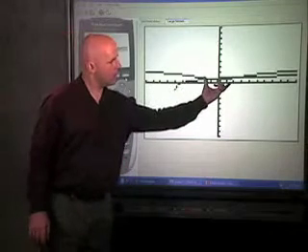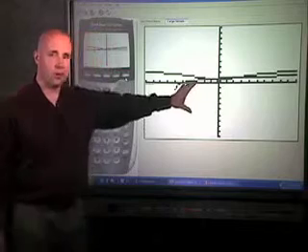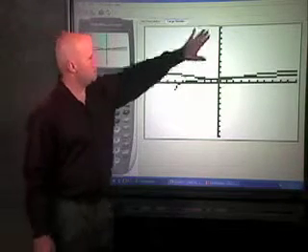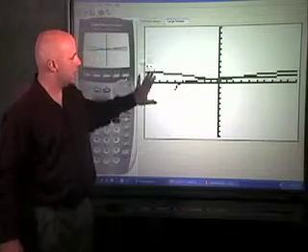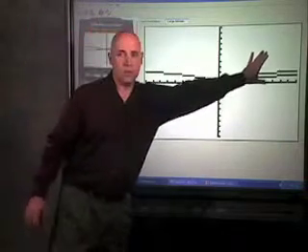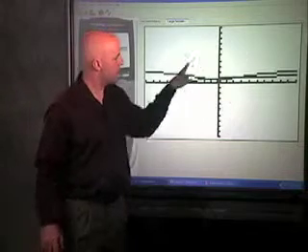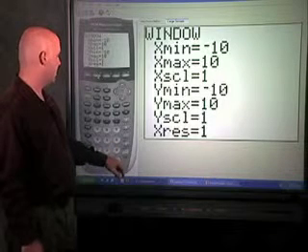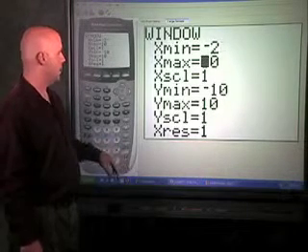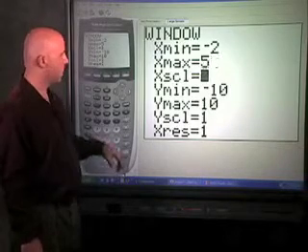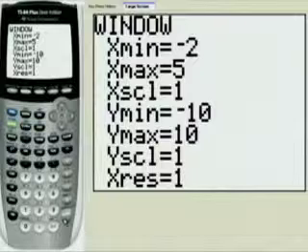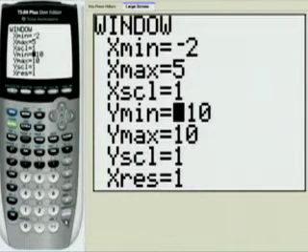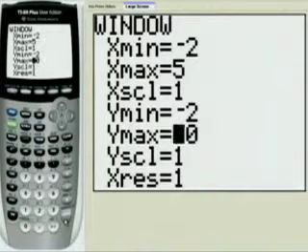It looks like they might be crossing someplace in the middle, but we don't have a really good view, so we're going to have to adjust our window settings. And notice we have a lot of white space that we really don't need. We don't see any intersection points over here, and it doesn't look like there will be any out this way. So we're going to narrow our field of vision to this middle region. So we'll go to our window setting, and we might cut that down, x min to negative 2, x max maybe 5, and we use a scale of 1. For y min, let's use negative 2 and a y max of 5. And let's graph that.